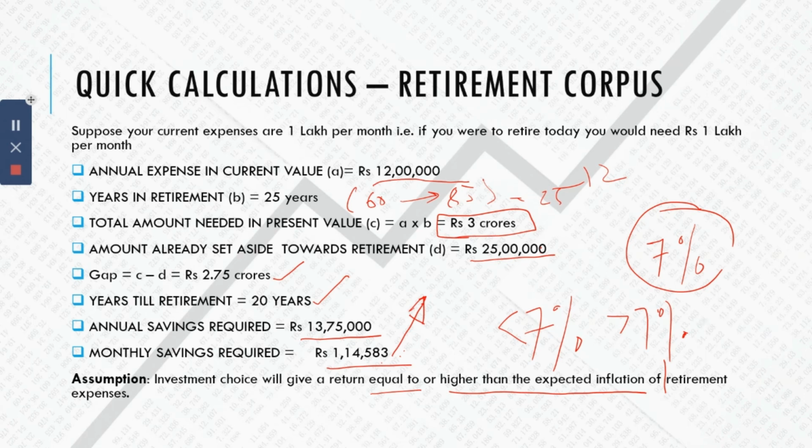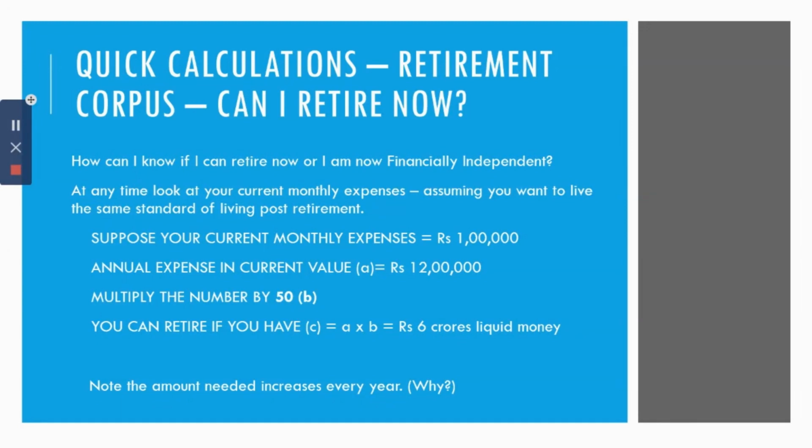These are simple calculations to do. Another calculation is to ask, can I retire now? Do I have enough to retire now? Same calculation. If your expenses are 1 lakh per month, you need 12 lakhs per annum. So multiply that number by 50. Whatever your current annual expenses are, if you multiply that by 50, and you have that much in dollars or rupees, then you could say, I can pretty much retire.